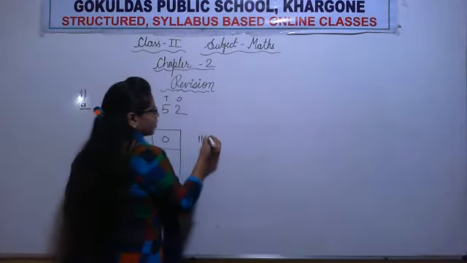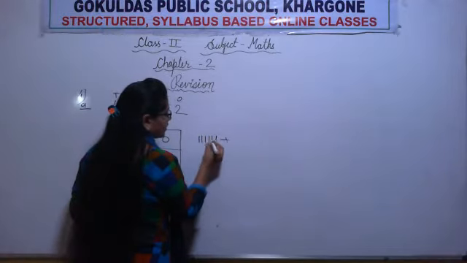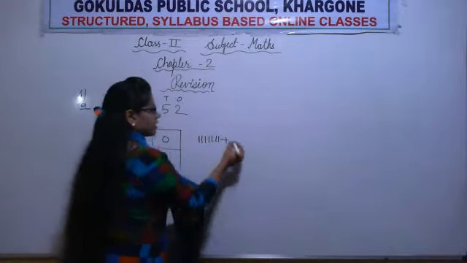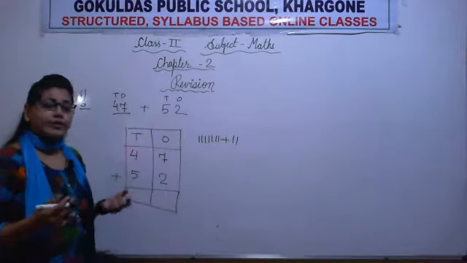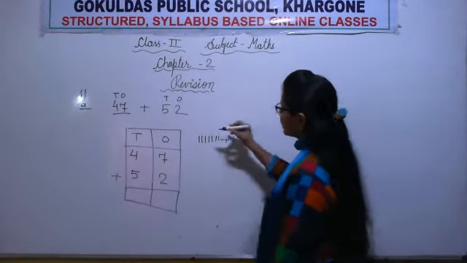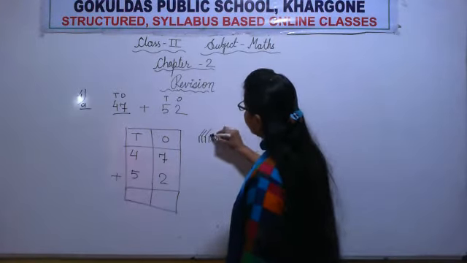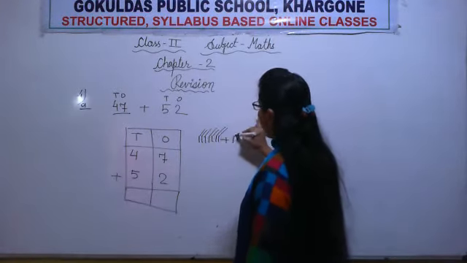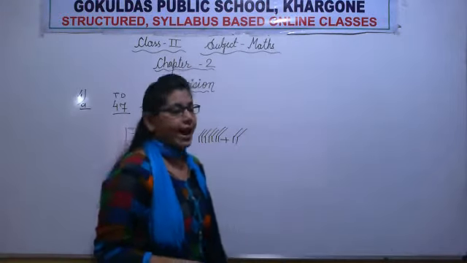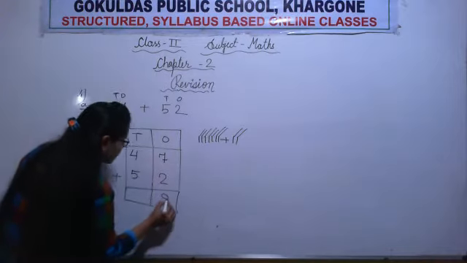7 is there, so we will draw 7 sticks. 1, 2, 3, 4, 5, 6 and 7. Now 2 is there, so we will draw 2 sticks for that. Now let's count how many sticks are there. 1, 2, 3, 4, 5, 6, 7, 8 and 9. 9 sticks. So we will write the number 9.